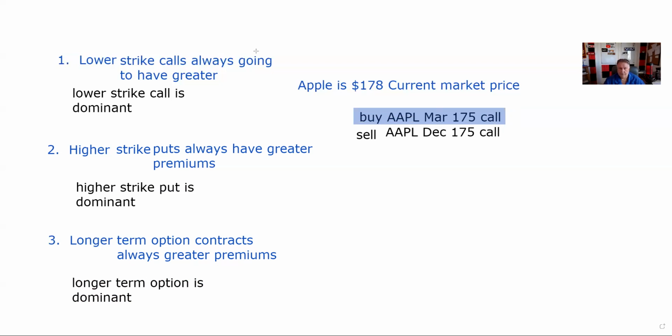Again, we can just put that here. Boom. Let me get my annotation tool. So this one has the greater premium, and we'll put that in red because we're buying it. And this one is going to have the lower premium, and we'll put that in green because we're selling it.